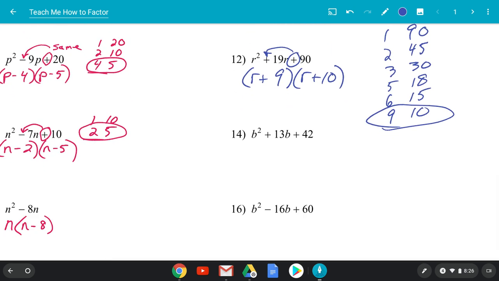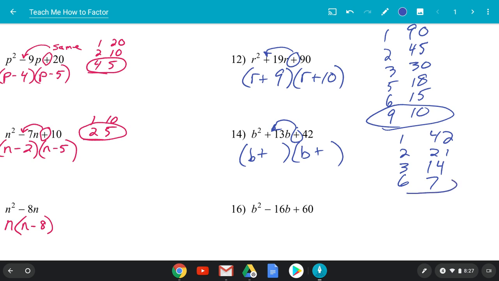Number 14. No GCF, no leading coefficient, splitting signs, B and B, same, positive. Factors of 42. 1 and 42, 2 and 21, 3 and 14. 4, no. 5, no. 6, yes. 6 and 7. Which of those come together to get me a 13? 6 and 7.